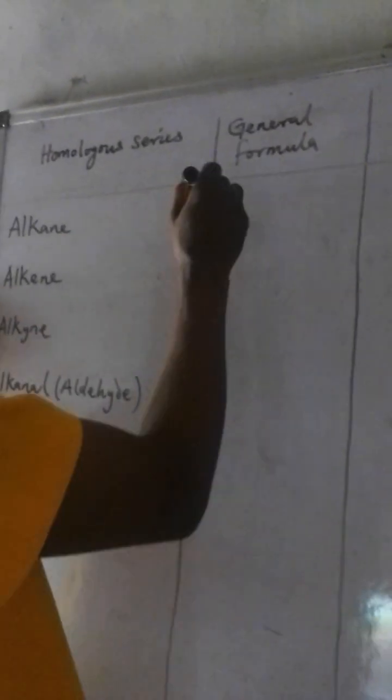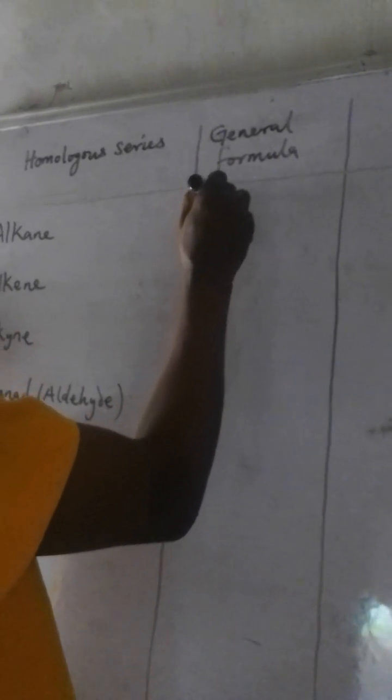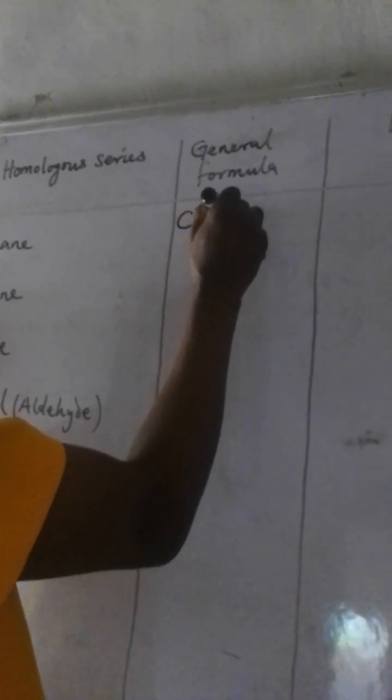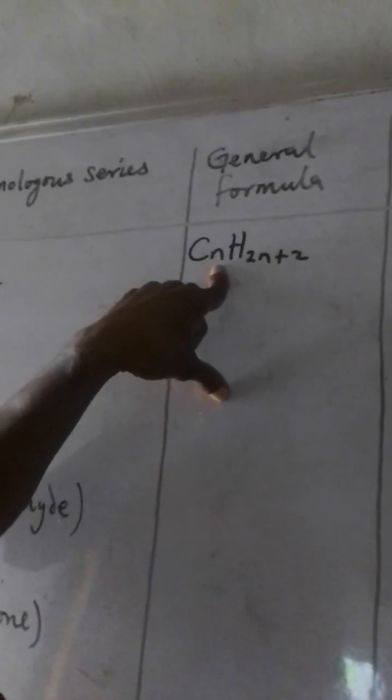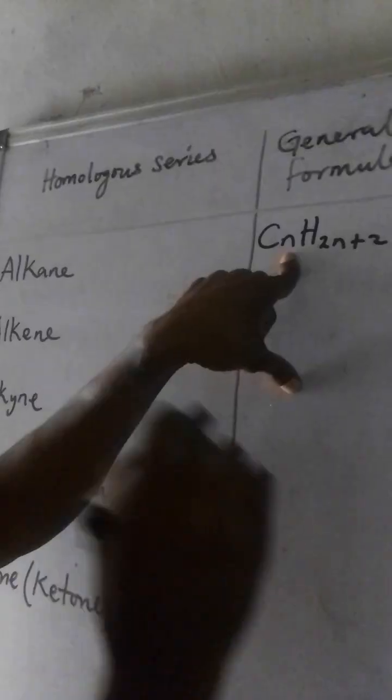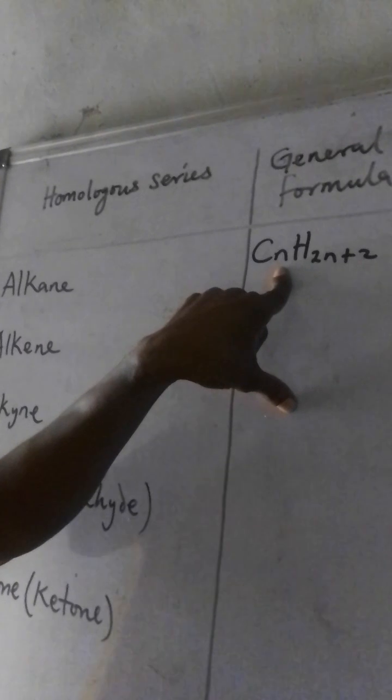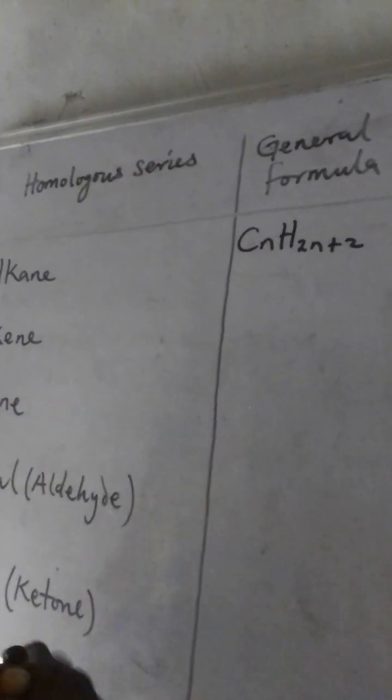What is the general formula of alkane? The general formula is CnH2n+2, where n means the number of carbon atoms. Remember, an organic compound must contain at least a carbon atom. So this is the general formula of alkanes.